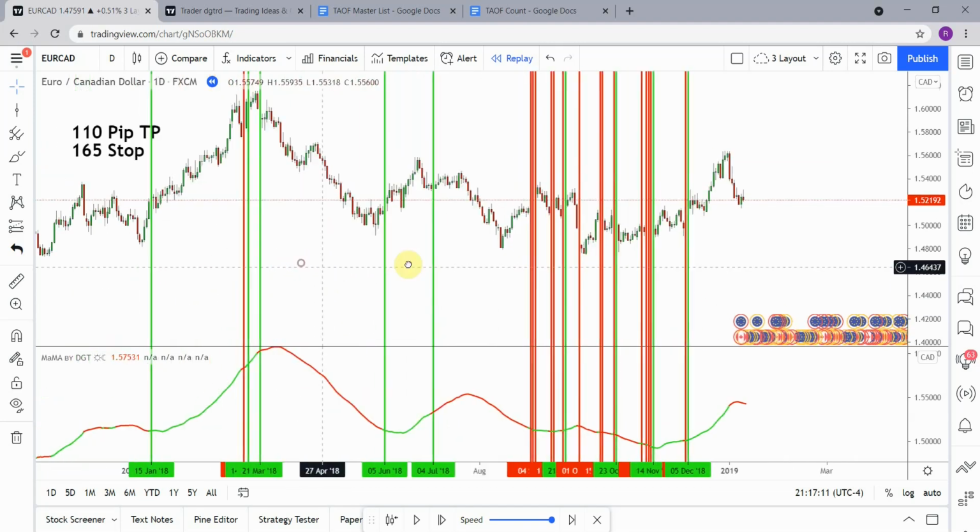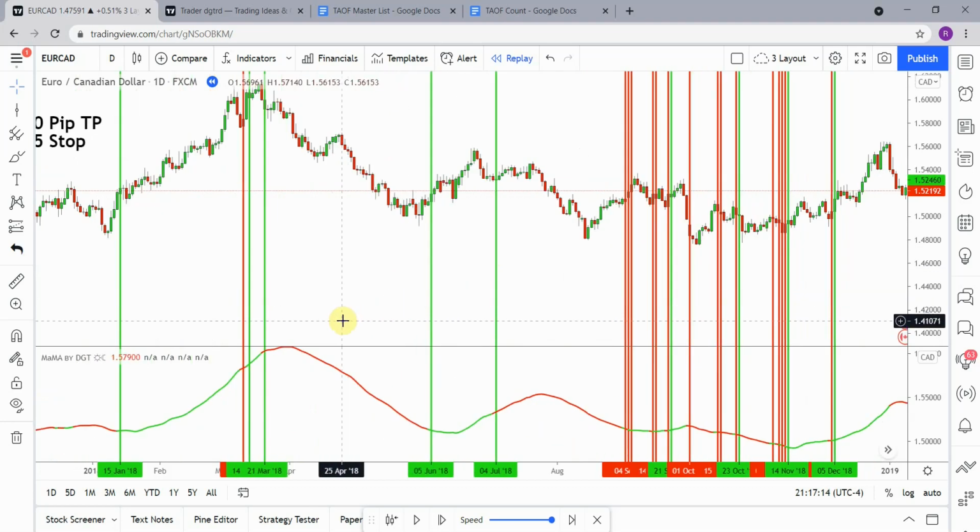Let's go ahead, get everything kind of in focus here. Let's add these up. So we have 1, 2, 3, 4, 5, 6, 7, 8, 9, 10, 11, 12, 13, 14, 15, 16, 17, 18, 19, 20, 21, 22, 23, 24, and 25. So we have 25 signals altogether, and we have 1, 2, 3, 4, 5, 6, 7, 8, and 9 winners. And so unfortunately, that one's not going to meet the 60% criteria.